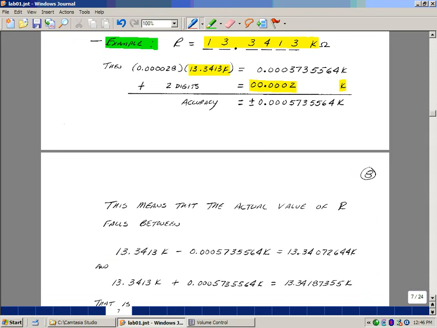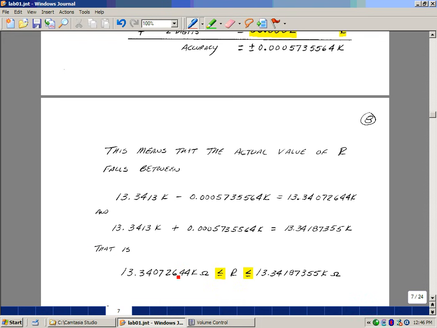Now, if you add those two up, you get this number here. If you add and subtract that from the reading, you wind up getting a range in which this meter is reading that value. In other words, your resistor falls anywhere between these two numbers.